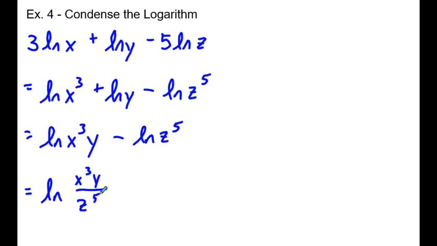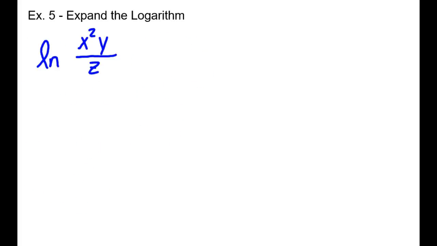So condensing a logarithm, writing it as one logarithmic expression. Before we move on to the change of base formula, we're going to go through one more example of expanding a logarithm. Remember, if we're expanding, the order is the opposite. So first we're going to look to see if we can apply the quotient, then we're going to look to see if we can apply the product, and last look to see if we can apply the power rule.